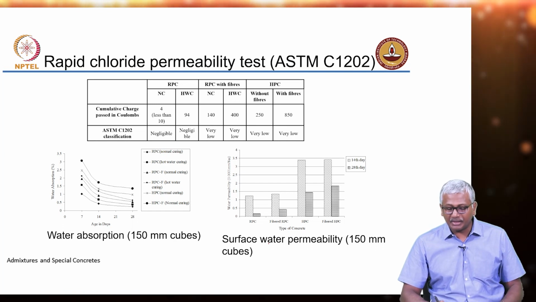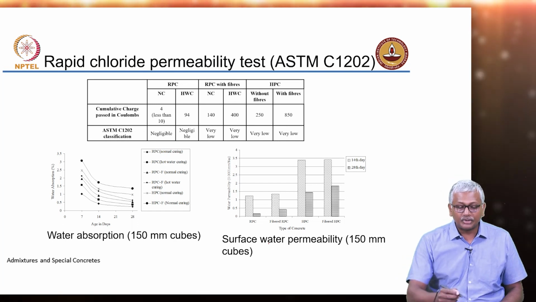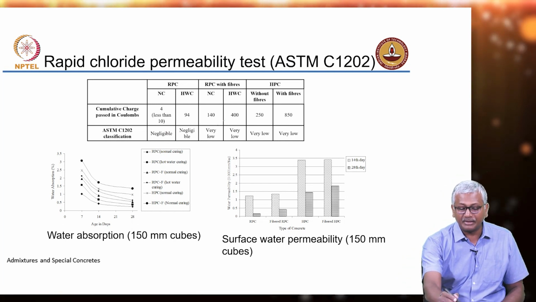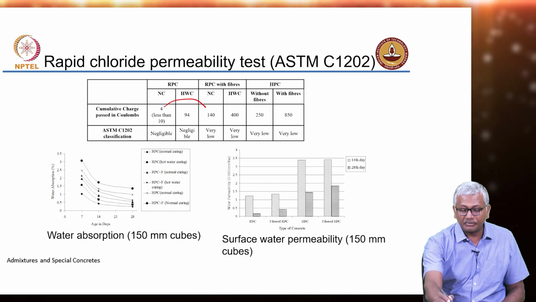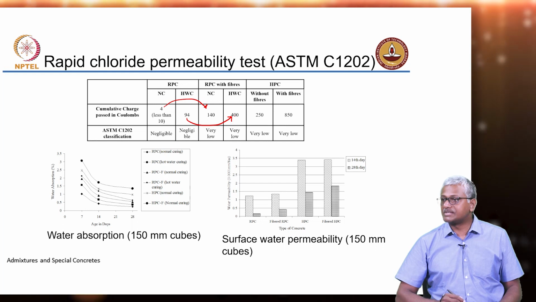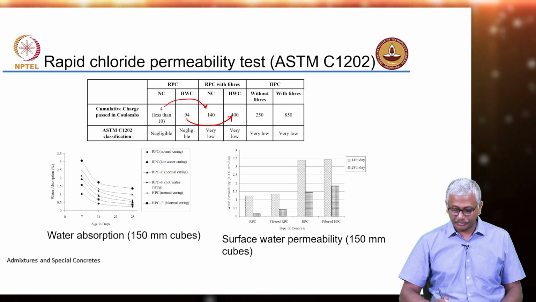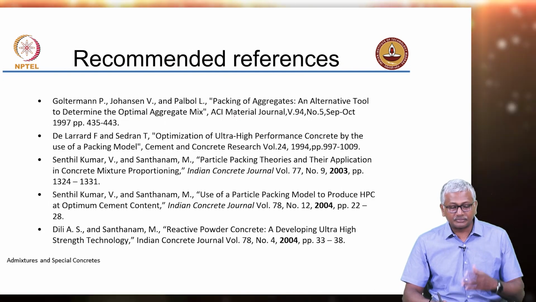Right. So, again durability, as you can see very clearly, water absorption and water permeability were very low, but interestingly again cumulative charge passed in coulombs, you can see with fibers the number went from 494 to 1400. You can see the effect of the conductivity of fibers brought into the RPC with fibers. Okay. So, I will stop with that.